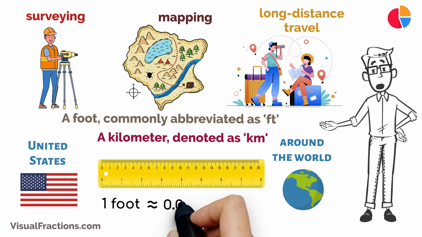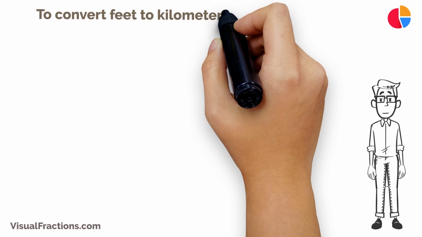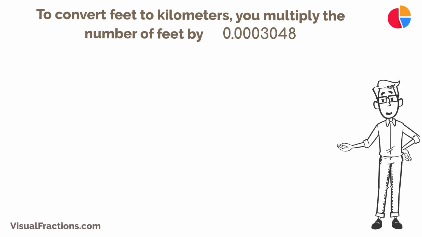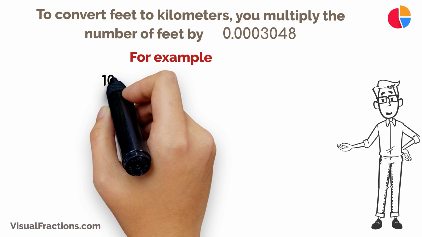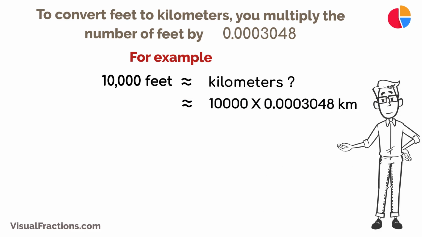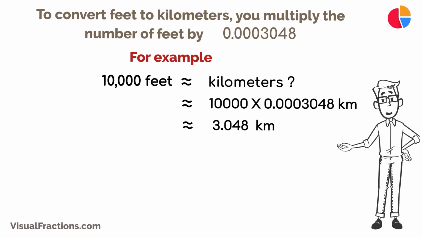1 foot equals approximately 0.0003048 kilometers. To convert feet to kilometers, you multiply the number of feet by 0.0003048. For example, if you're working on a project that involves a distance of 10,000 feet and you need to express this in kilometers, simply multiply 10,000 feet by 0.0003048. This calculation results in approximately 3.048 kilometers.